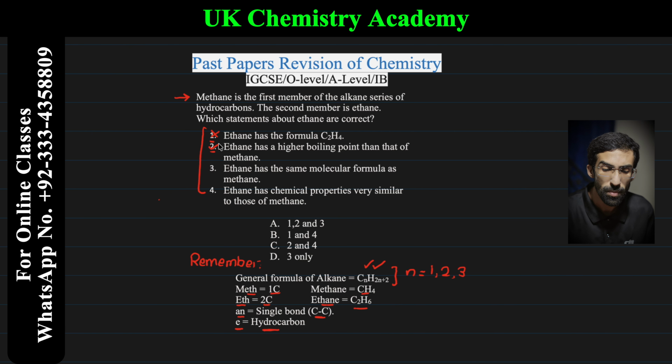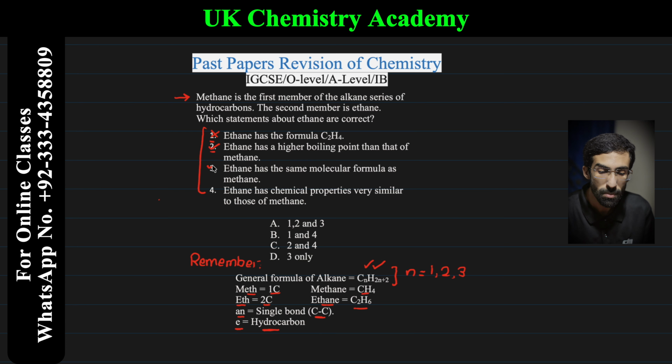Yes, it will be the correct statement because ethane has more atoms and a higher molecular mass, so it will definitely have high intermolecular forces. So it will have a higher boiling point than that of methane.